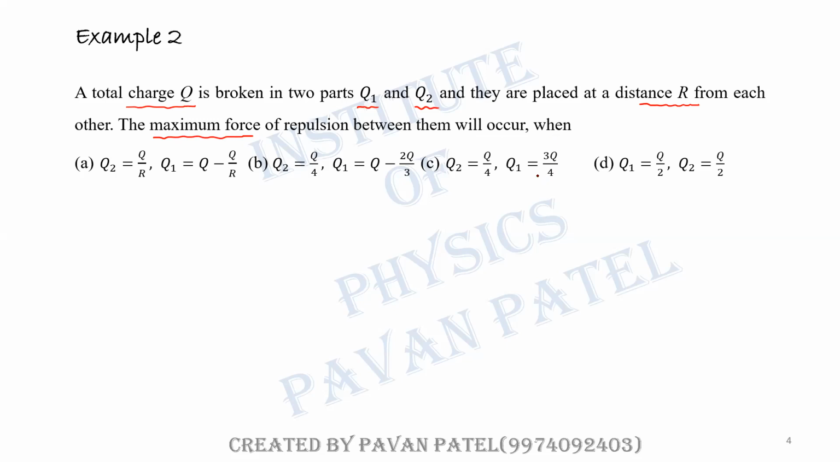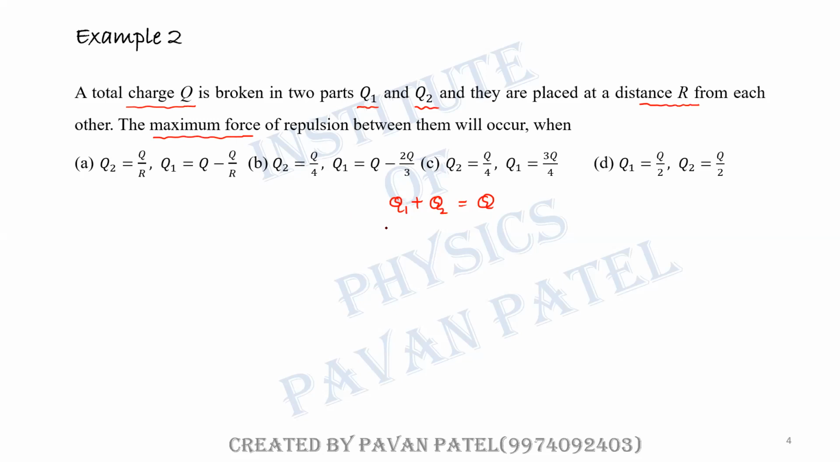So we have to find out a charge distribution. Look at the options given. What should be the value of Q1 and Q2 so that the repulsion force between those two charges at distance r will be maximum? Now we all know that the total charge is Q, so Q1 plus Q2 is equal to capital Q. Capital Q charge is broken into two parts, Q1 and Q2, so it's very obvious that Q1 plus Q2 is equal to capital Q.